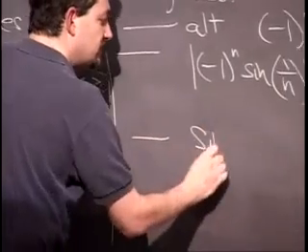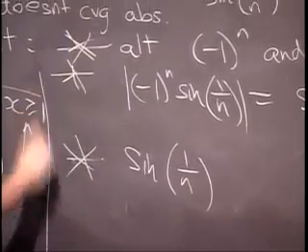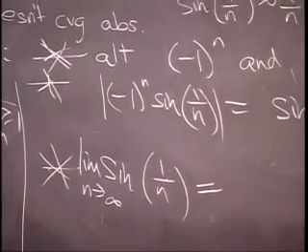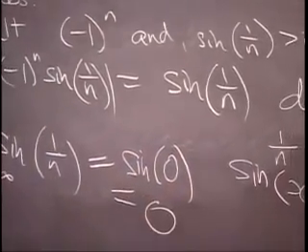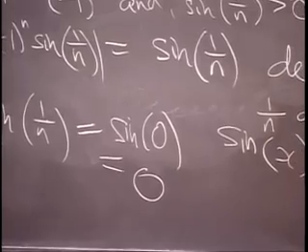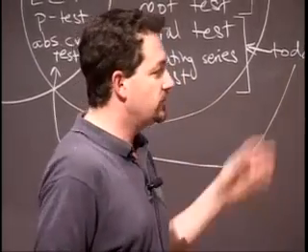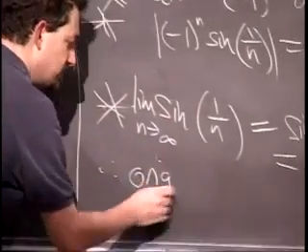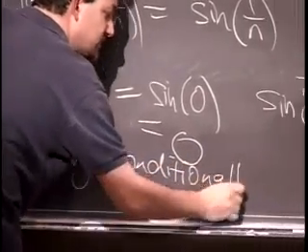Finally, for sine 1 over n, we just take the limit. These should be stars instead of dashes. Limit of sine 1 over n. Well, 1 over n goes to 0. Sine is continuous. So, since 1 over n goes to 0, sine 1 over n goes to sine 0, which is 0. So, that's what we want. All three conditions are satisfied. Therefore, the original series converges conditionally, since it does not converge absolutely.